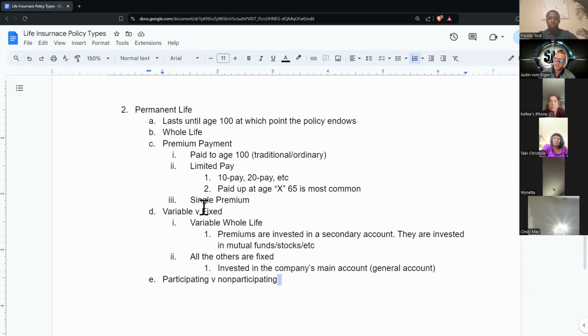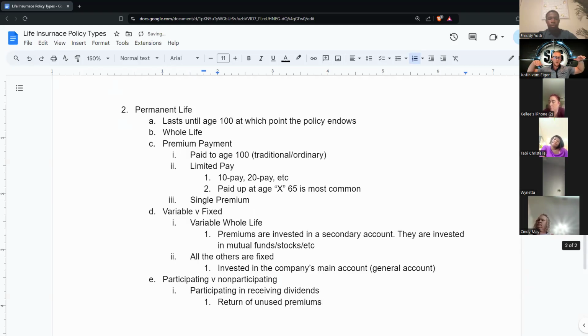Okay, so next we're going to cover participating versus non-participating. So participating means they're participating in receiving dividends. So these are essentially return of unused premiums. And then there are dividend options.